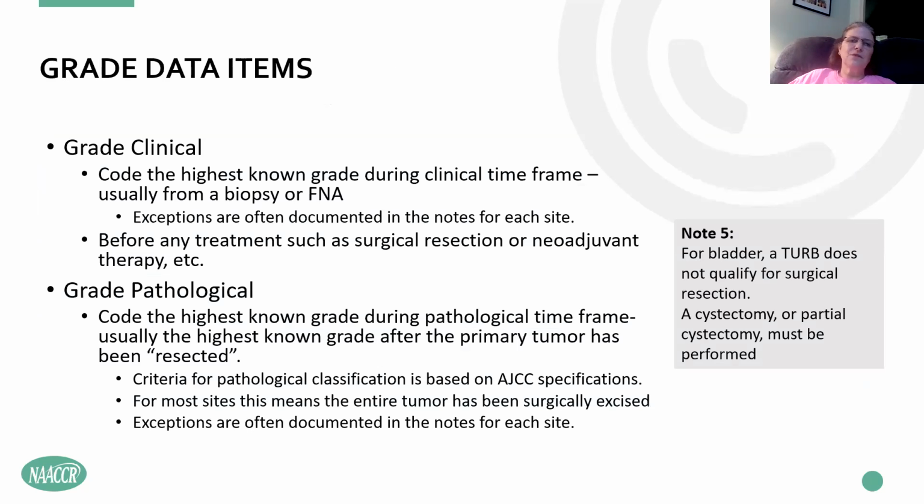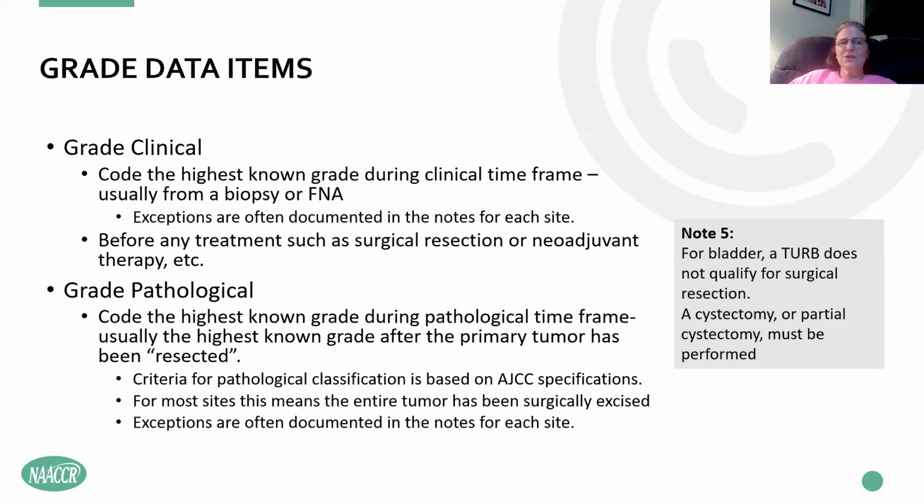So going to the now 4 grade data items. Whoever thought we would go from 1 grade data item to 4? So grade clinical is coded based on the highest known grade during the clinical time frame. This is usually from a biopsy or an FNA. And remember, for bladder, this includes the TURB, and for prostate, this includes the TURP and a simple prostatectomy. And you do see those exceptions in some of the notes. Or it's any treatment such as surgical resection or neoadjuvant, and it's before any type of treatment that you have.